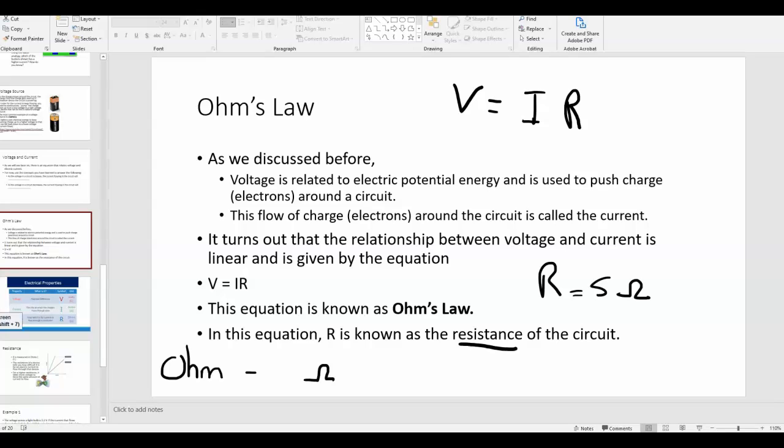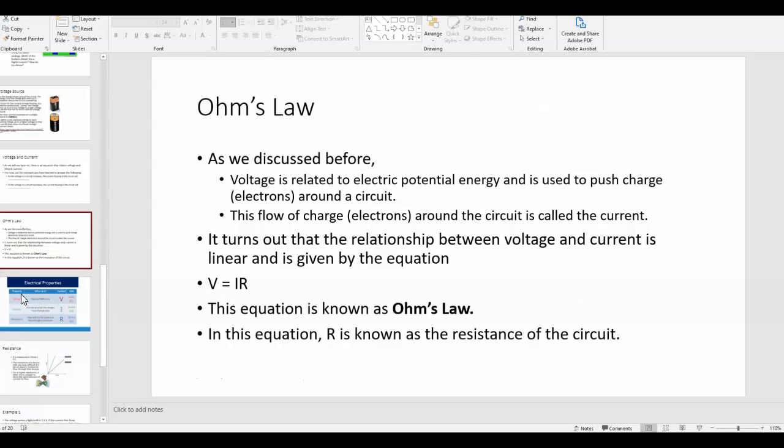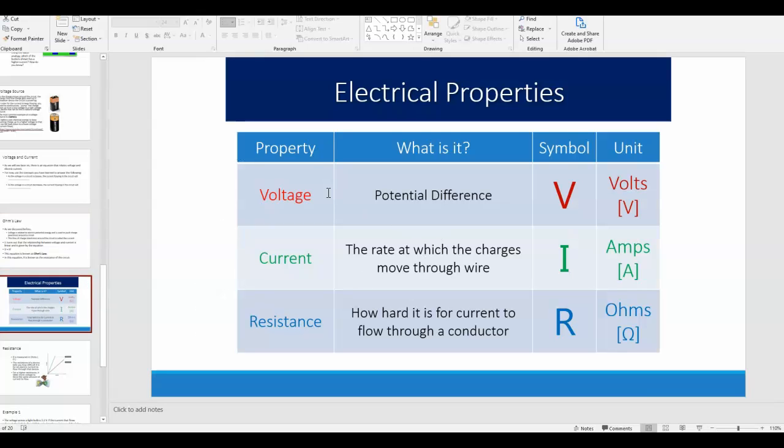So let's take a look at some examples. This chart right here summarizes the three things we've talked about: voltage, current, and resistance. You can see the symbols and the units for everything. So pause it there if you need to add that to your notes.